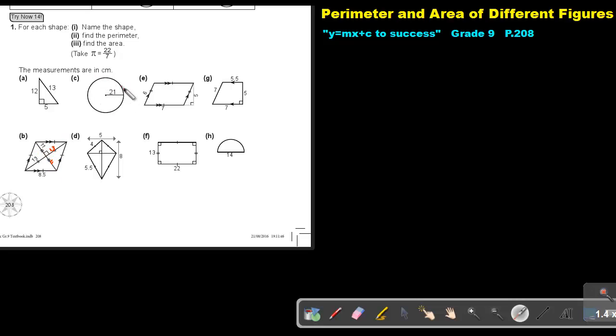Okay, this is a circle. If you're going to work out the perimeter or the circumference, it's going to be 2 pi radius. And if you're going to work out the area, it's going to be pi radius squared.